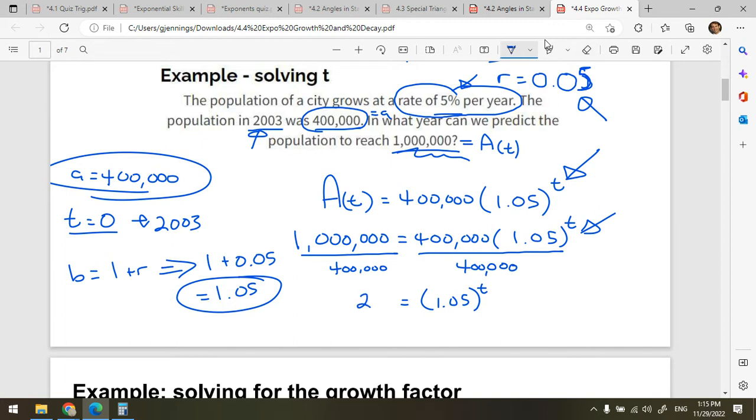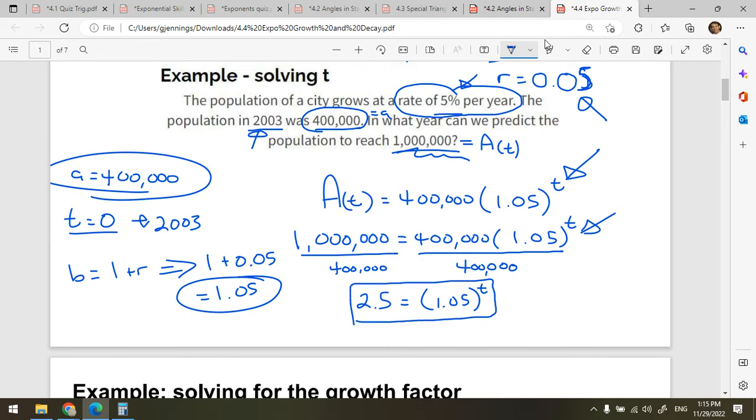2.5. So really we're asking, how long will it take for this population to double and then increase by another 10%, like increase by a factor of 2.5? And let's find out how long. We could do this guess and check right here. We're going to use this to guess and check.